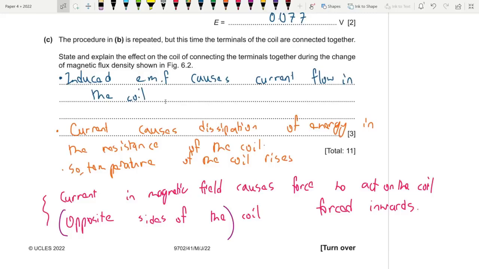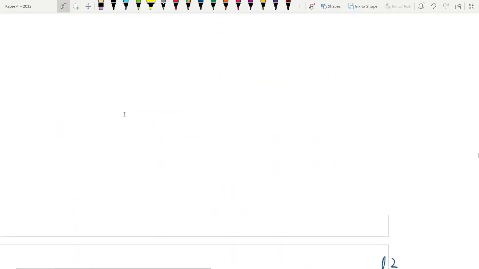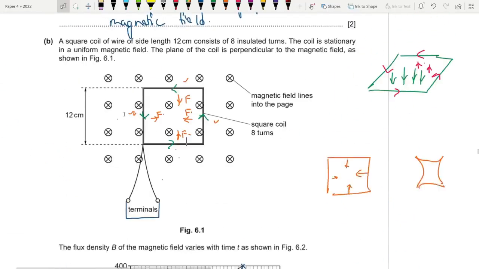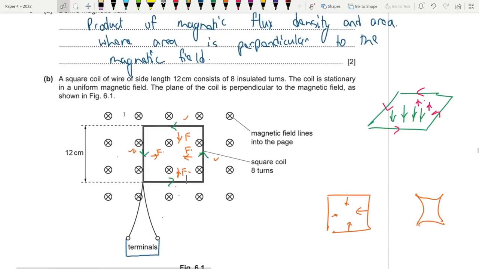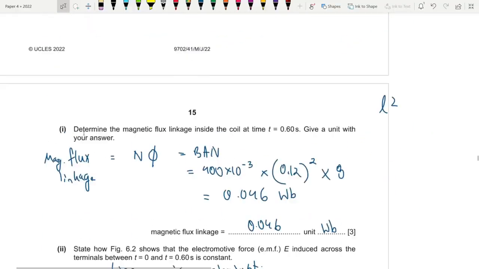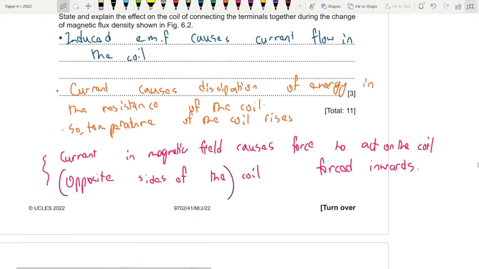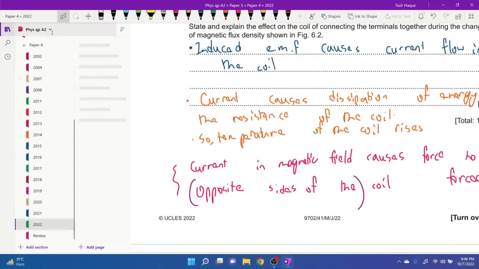Now what about the force? The opposite sides of the coil are forced inwards. This is the exact reason why it happens. Could I clarify? But guys, if the magnetic field was out of the page, the opposite would have happened. They would be pointed outwards. Okay, thank you. And if you do have any other questions, please let me know.